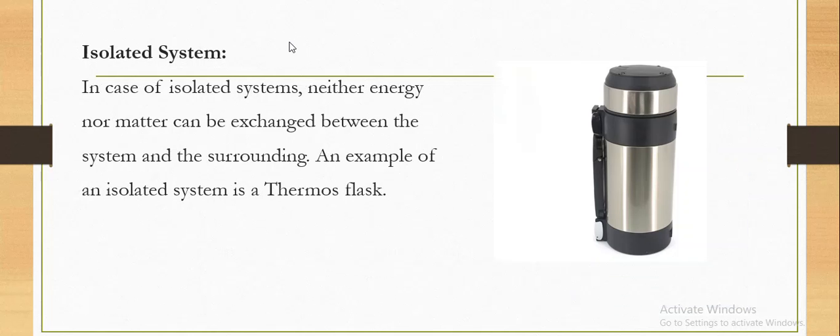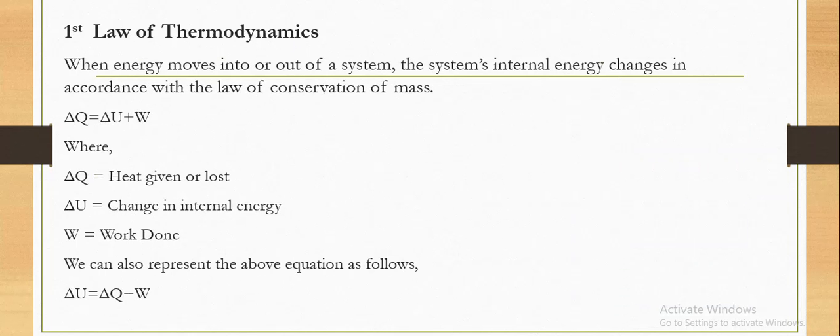In case of isolated systems, neither energy nor matter can be exchanged between the system and the surroundings. So the best example of an isolated system is a thermos flask. Now we'll discuss about the various laws of thermodynamics.